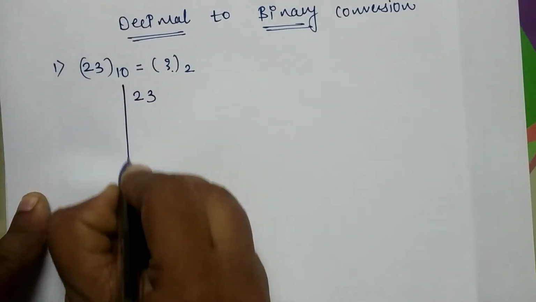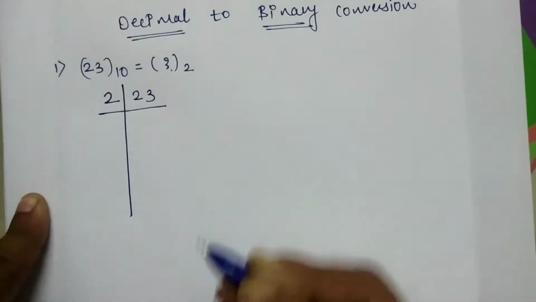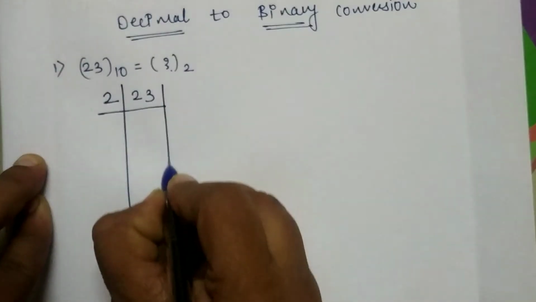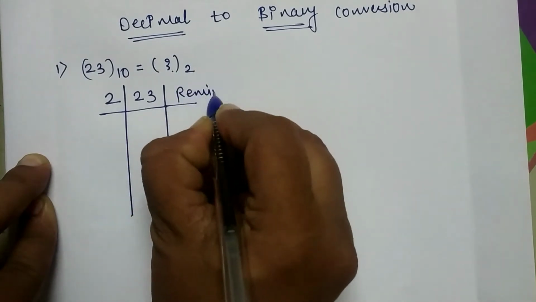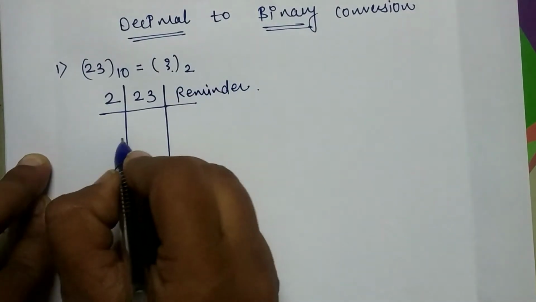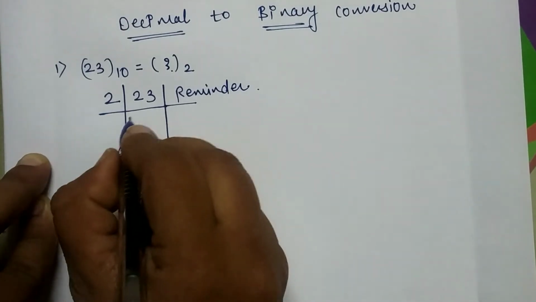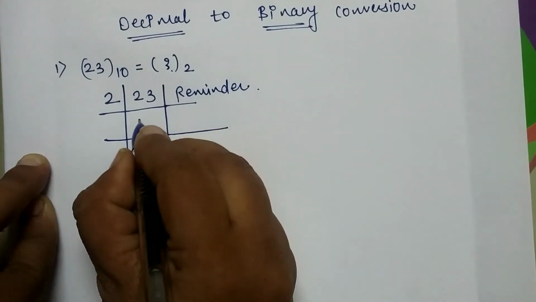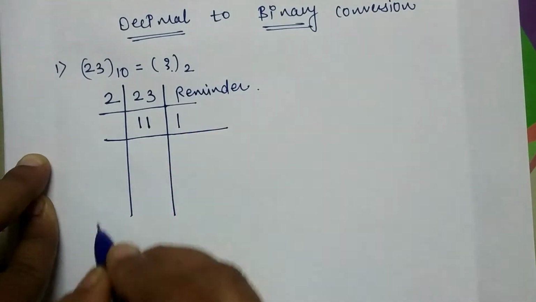23 is the given decimal number. We are going to divide this 23 by 2, where 2 is the divisor and 23 is the dividend. We are going to write the quotient and remainder here. So let us divide 23 by 2. The quotient will be 11, since 2 elevens are 22, so the remainder is 1.